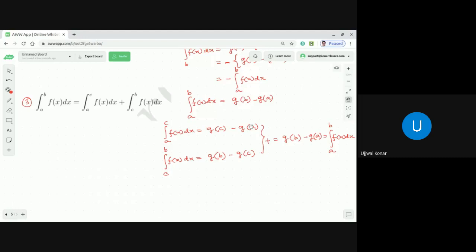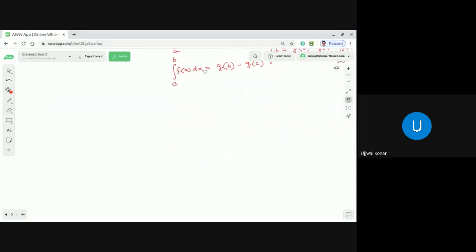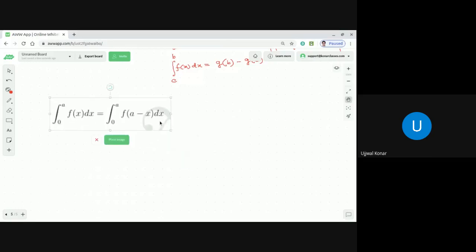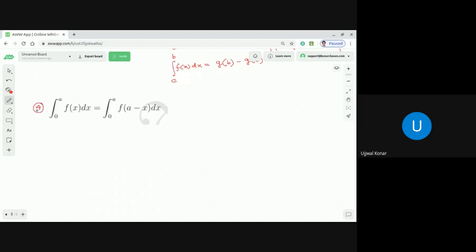Okay. Now I'm going to the fourth property. Fourth property tells that integration 0 to a f(x) dx is equal to integration 0 to a f(a minus x) dx. So what it says is that integration 0 to a f(x) dx is equal to integration 0 to a f(a minus x) dx.